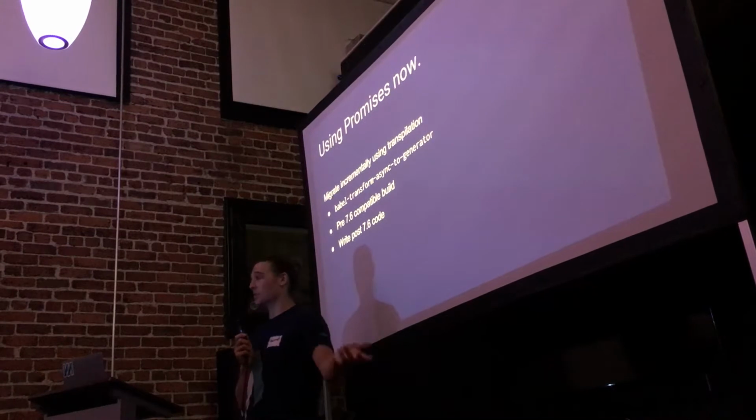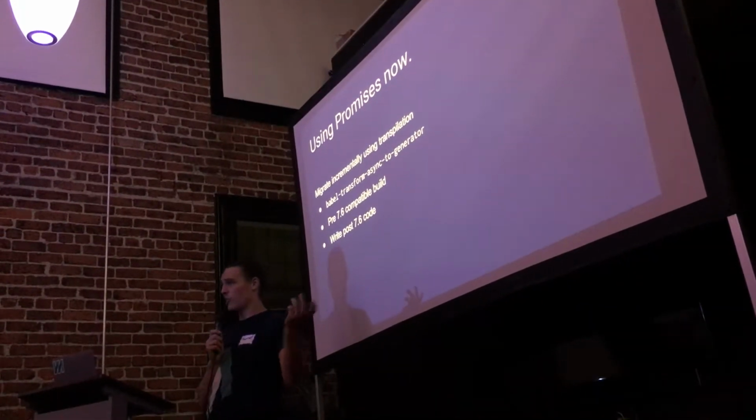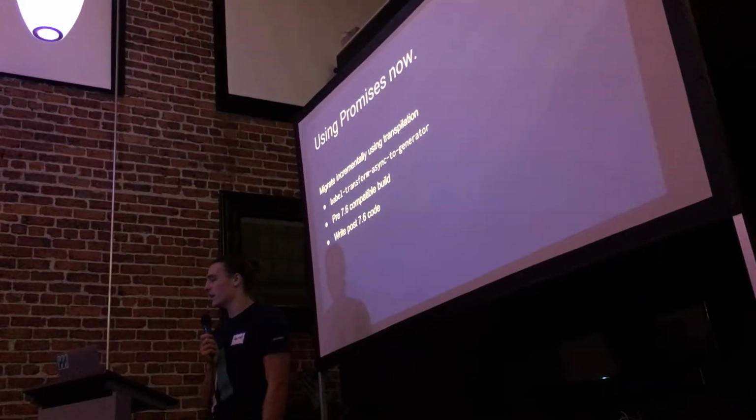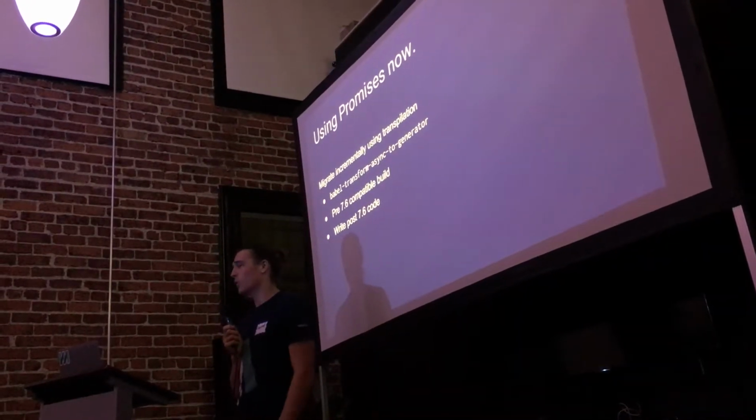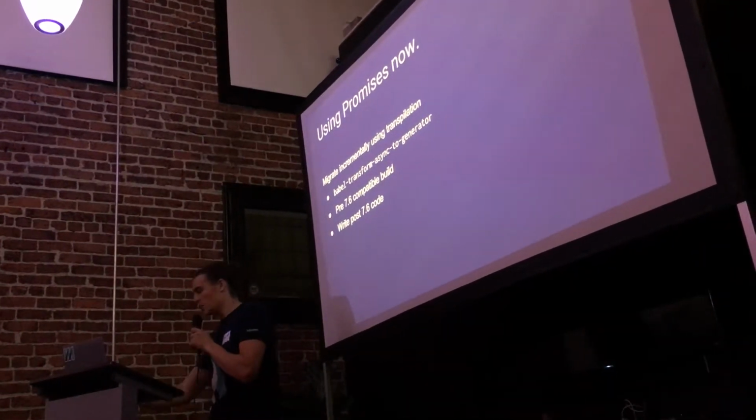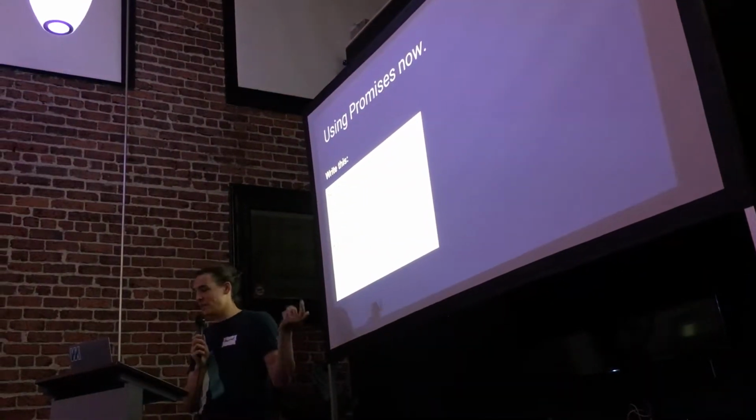We don't know what they are. We have to support older environments. As long as it has generators, which I think is in 6 or something, it'll be okay. And you can probably transpile to older versions than that. So how does that look? Well, it's pretty simple. On one side, you can just write this.